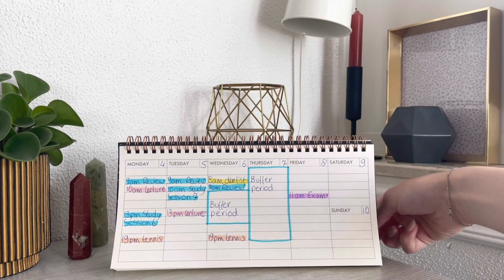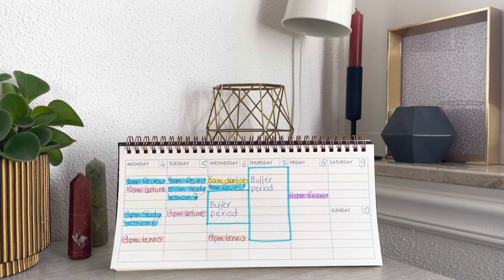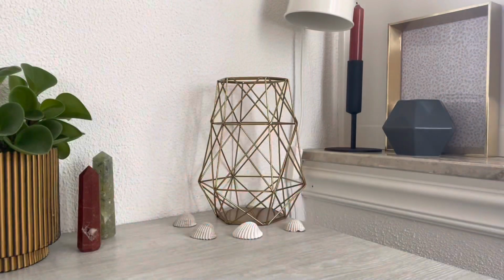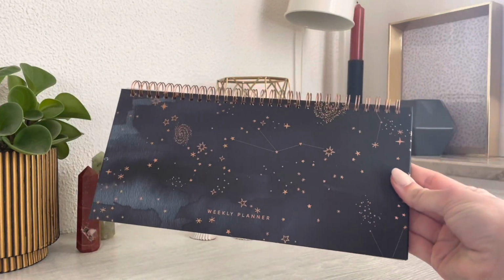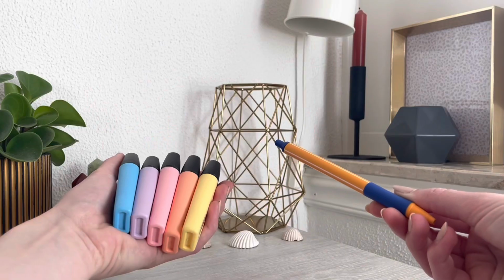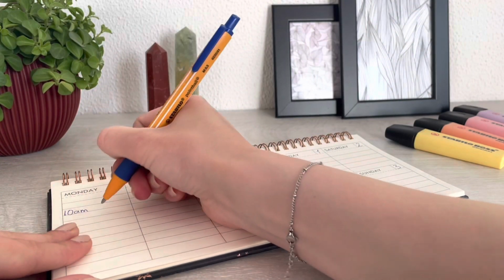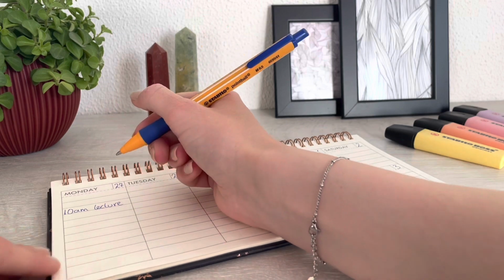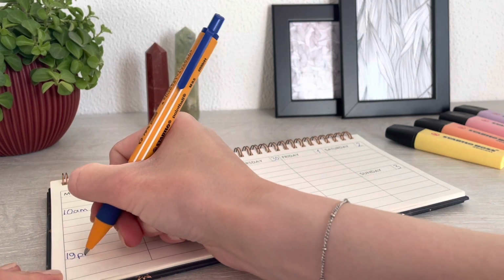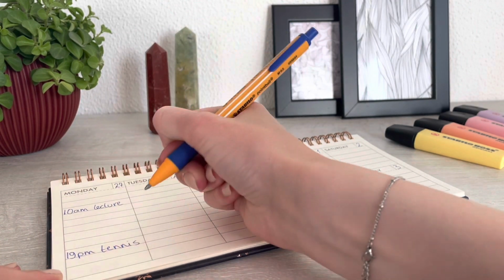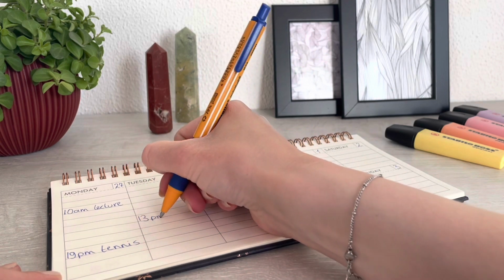Today I'm going to show you how you can make a realistic study plan to learn for an exam. All you need is an agenda, a notebook, a pen and highlighters in different colors. The first step to create a study plan is to write down all planned activities and lectures in your agenda. By doing this, you know exactly when you have time to study.